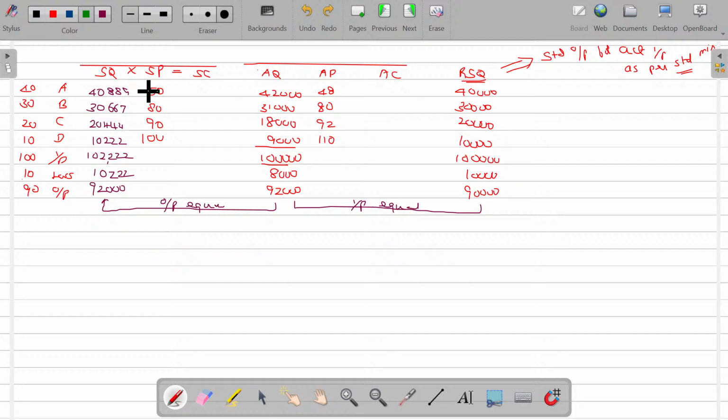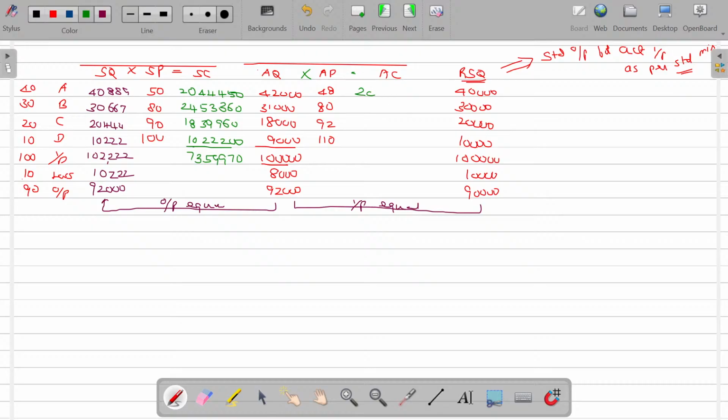40,889 into 50, the value being 20 lakhs, 44,450. 80 into this value being 24 lakhs, 53,360. Here 18 lakhs, 39,960. Then 10 lakhs, 22,200. Overall total being 73 lakhs, 59,970. Calculate the same way for the actual cost.